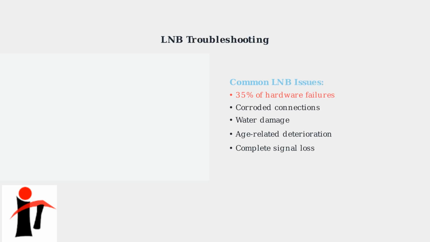The LNB, or low noise block converter, is the device at the end of your dish arm. LNB failures account for 35% of hardware-related signal problems. Check LNB connections for corrosion, water damage, or loose fittings. If other solutions haven't worked, LNB replacement is often the next step. If these advanced troubleshooting steps don't resolve the issue, professional service may be necessary.